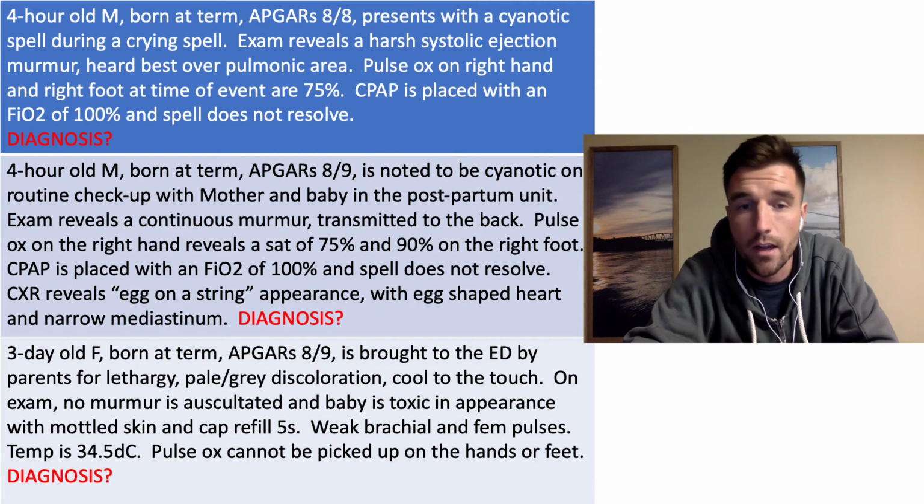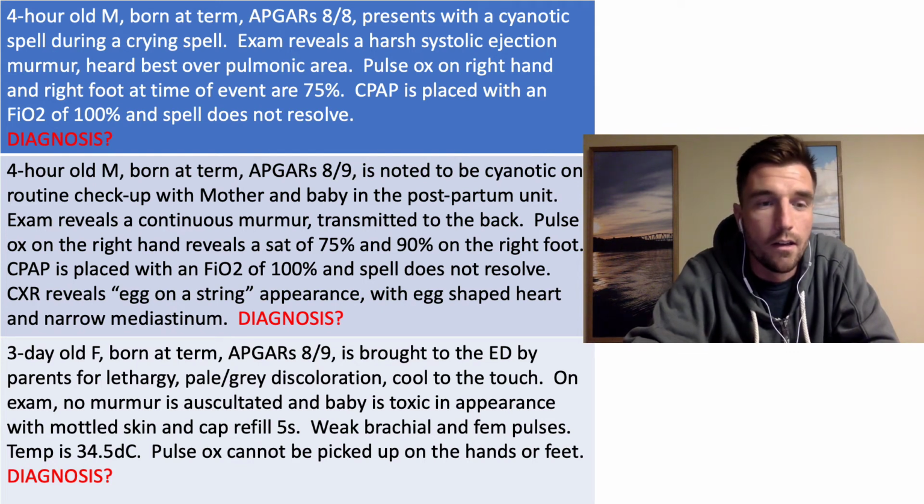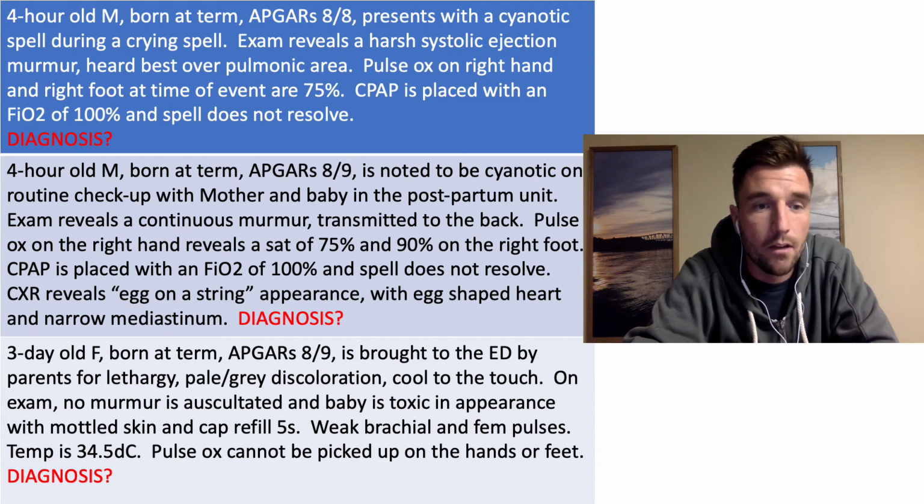So yeah, TGA, really the only thing that this one could be. Then the final case: 3-day-old female born at term, APGARs of 8 and 9, brought to the ED by parents for lethargy, pale gray discoloration, coolness to the touch. On exam, no murmur is auscultated, and the baby is toxic in appearance with mottled skin and delayed capillary refill.